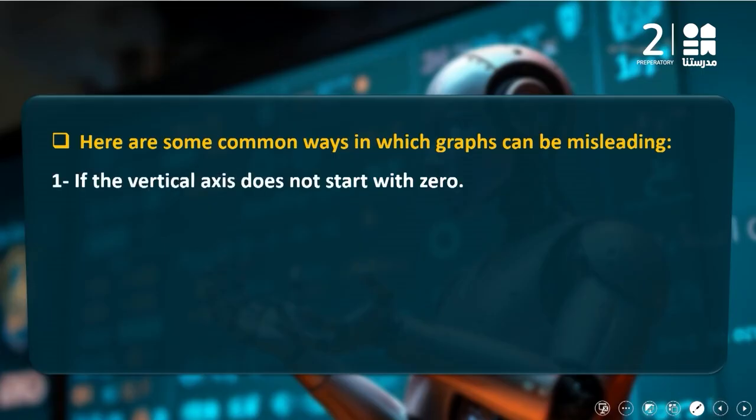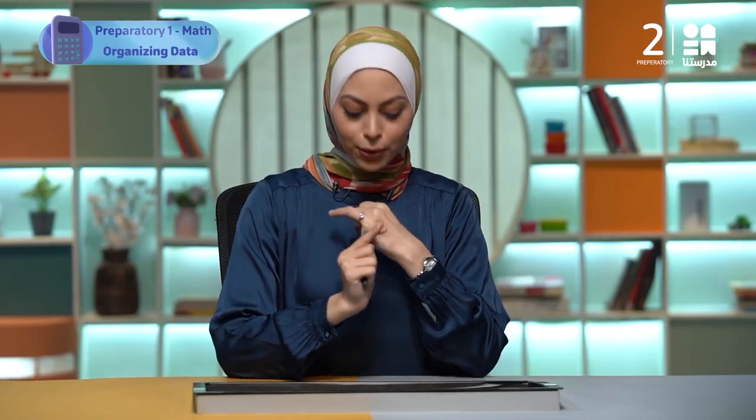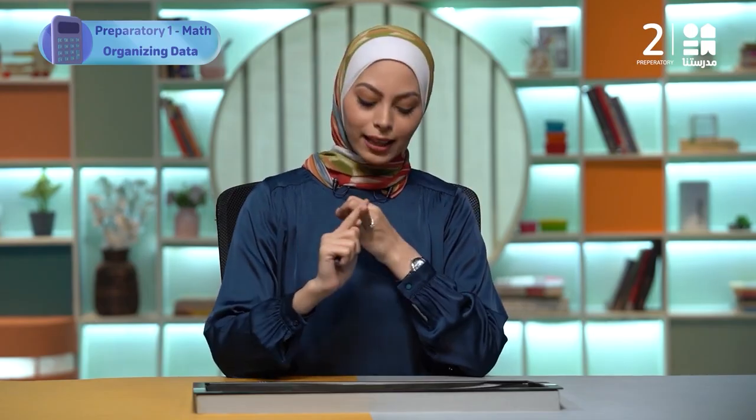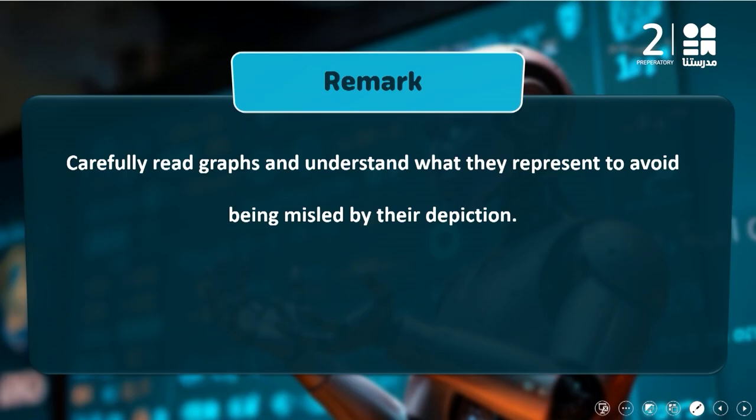When can we say that a graph is misleading? Number 1, if the vertical axis doesn't start with 0. And the second way, if an unequal scale is used on the vertical axis. Again, a graph can be misleading if the vertical axis doesn't start with 0 and if an unequal scale is used on the vertical axis. Remark: carefully read graphs and understand what they represent to avoid being misled by their depiction.